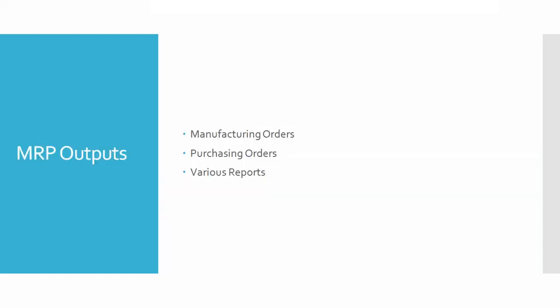So what are the outputs in MRP? The output is that you will get accurate manufacturing orders, purchasing of the different materials or tools that you need in order to make the product, and the various reports that you need for making the product.